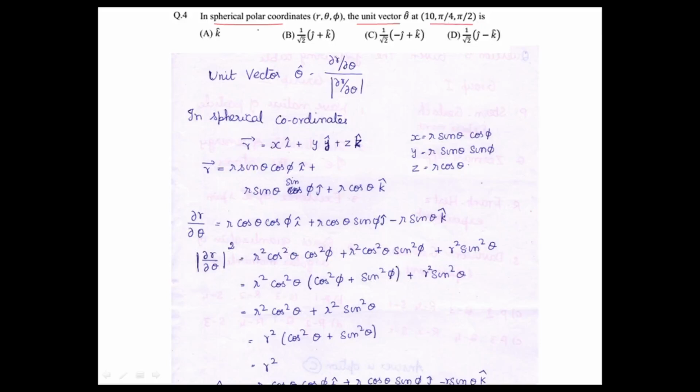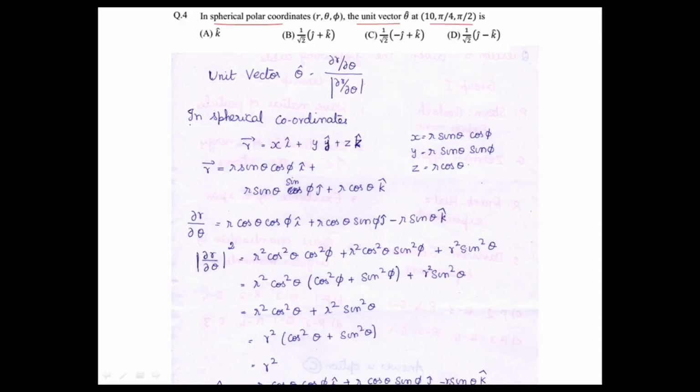First, we have to find the formula for the unit vector for spherical polar coordinates, and then we have to find the value of the unit vector and substitute it. What is the value at 10, pi by 4, pi by 2? So first we will find the unit vector. Unit vector is equal to dou r by dou theta divided by modulus of dou r by dou theta.